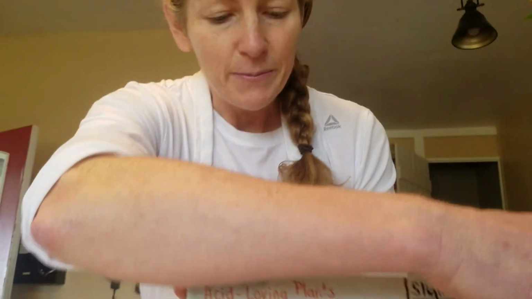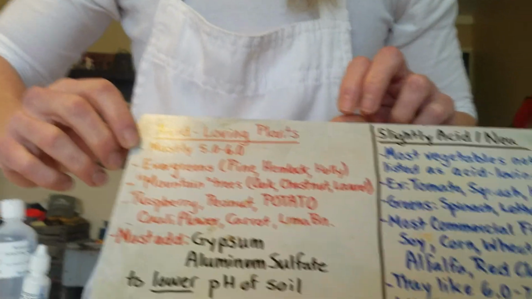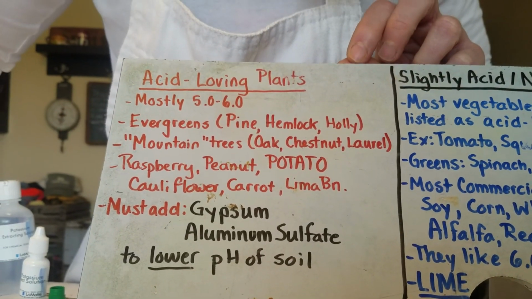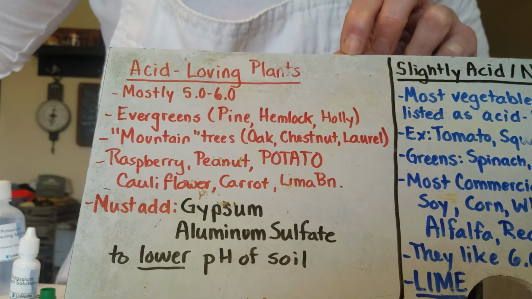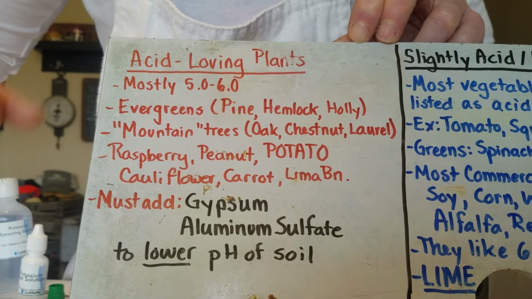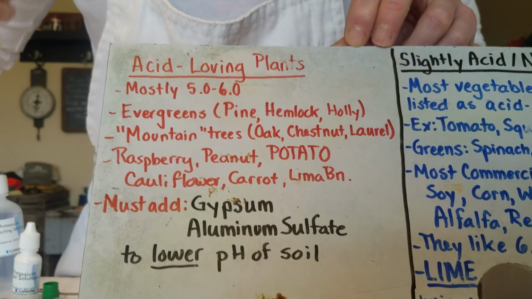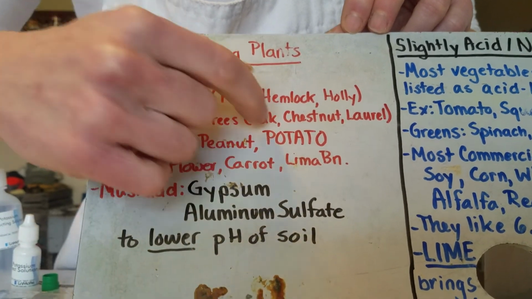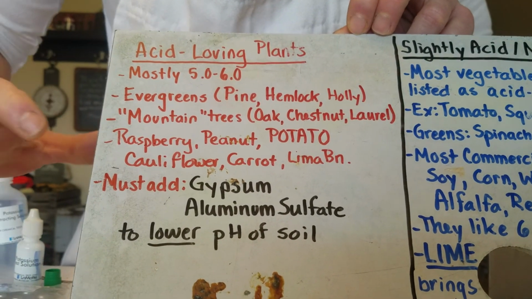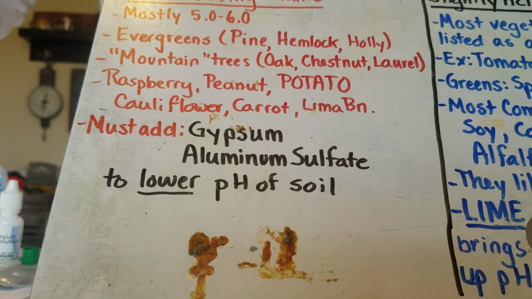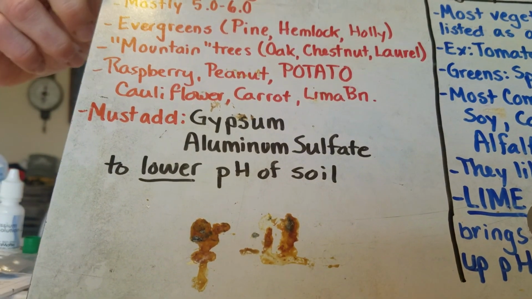Acid-loving plants are things that like those acidic soils. Evergreen trees, mountain trees, like trees that would grow higher up on hillsides, like oaks and chestnuts and laurels. Some shrub plants like raspberries, blueberries, and peanuts like acidic soils. So do carrots. So do potatoes. Now to get our soil to have a lower pH, we have to add either gypsum or aluminum sulfate to that soil to bring the pH down.